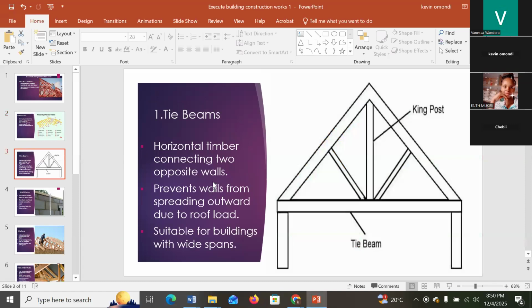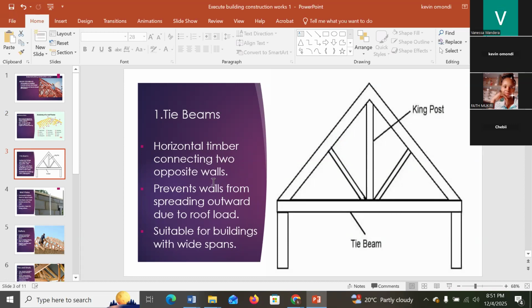Okay, first we have the tie beams, which is a horizontal timber connecting two opposite walls. Its function is to prevent walls from spreading outward due to roof load. And also it's suitable for buildings with wide spans, especially those with a span of more than, let's say, 5 meters. They do better with tie beams.